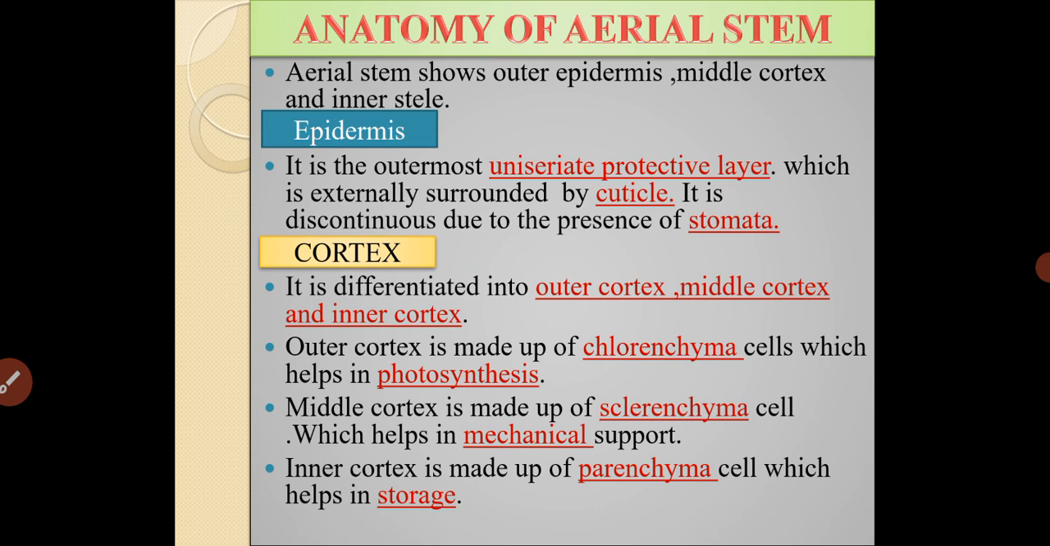The cortex in the case of the aerial shoot is differentiated into three regions: outer cortex, middle cortex and inner cortex. The outer cortex is made up of chlorenchyma cells which help in photosynthesis. The middle cortex is made up of sclerenchyma cells which help in mechanical support. The inner cortex is made up of parenchyma cells which help in storage.